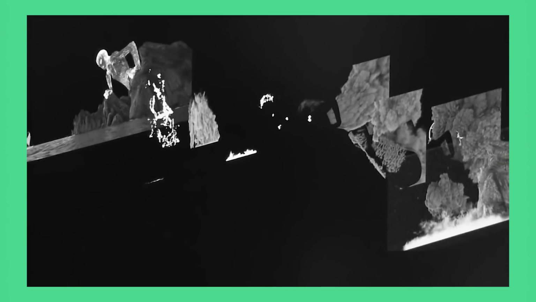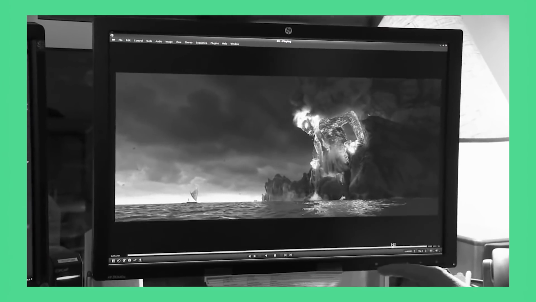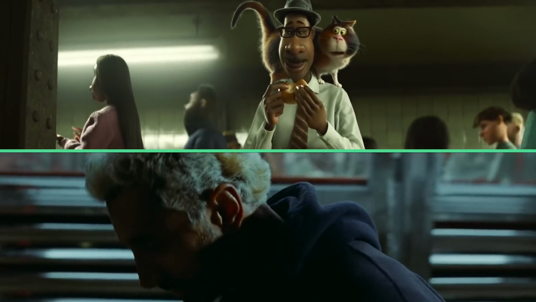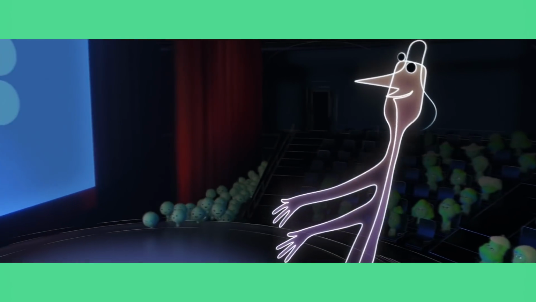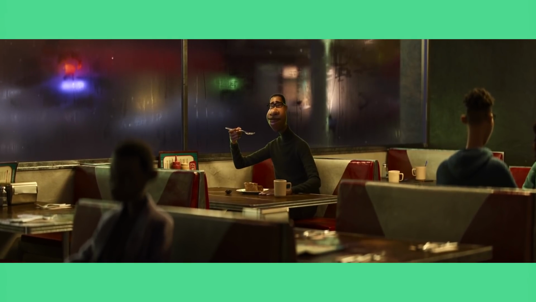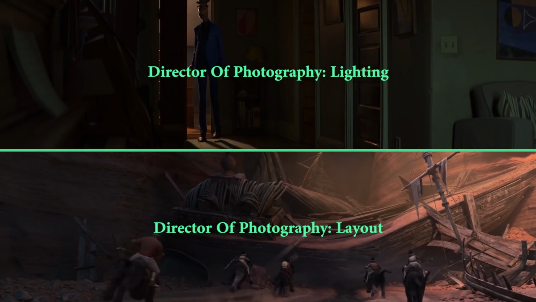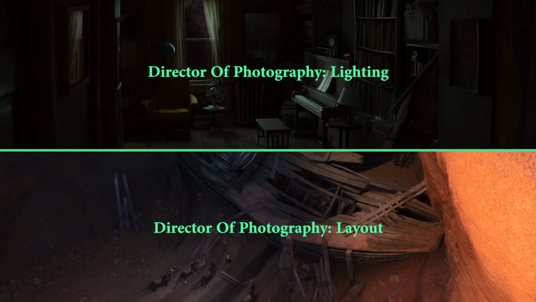Even though their work occurs completely in the digital realm, the role of a DP on an animated film still follows the same principles as live-action DPs. They are responsible for creating and crafting the visual language of the film. One difference between live-action and animated cinematography is that this role is often divided into two different positions, with a layout and a lighting cinematographer.